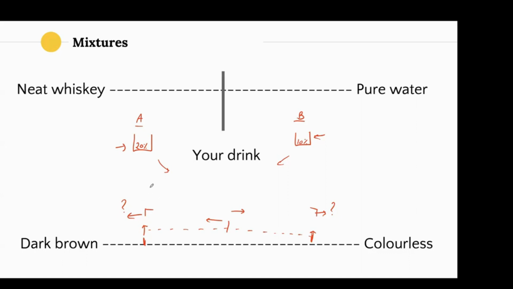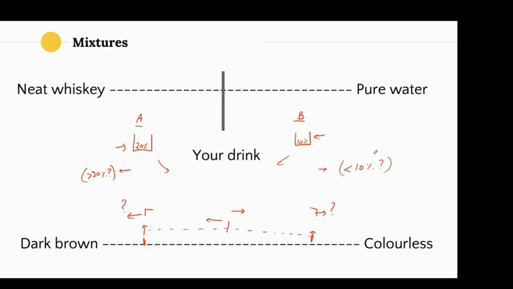Indeed. Can the overall percentage ever be more than 20% by mixing A and B? No. Even if we mix 100% of A, it will still remain 20, even if there's no B. Exactly. Can the overall percentage be less than 10%? No. And it will definitely remain in the middle only. Correct. So the same discussion we had with colors earlier, now we're having with percentages. The basic idea remains the same.